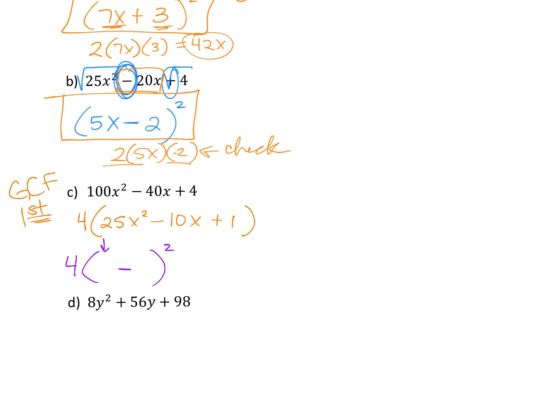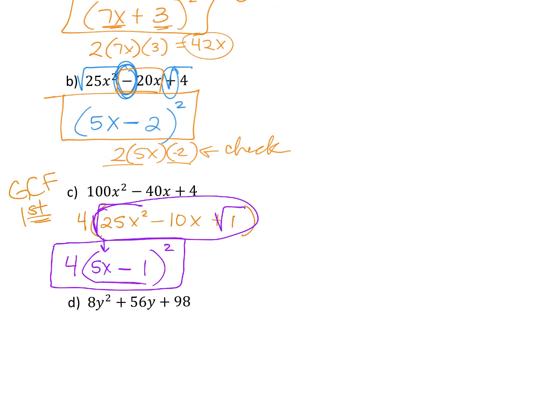What goes in this first gap? 5x. We're going to square root the 25x squared, so that's 5x. We're going to square root the 1, which is 1. So we get this as our answer. Now check it, okay? But you have to check it against your new setup, because those are the numbers we're working with here. So 2 times 5x times negative 1 should equal that negative 10x, and it does, so we know that it worked.